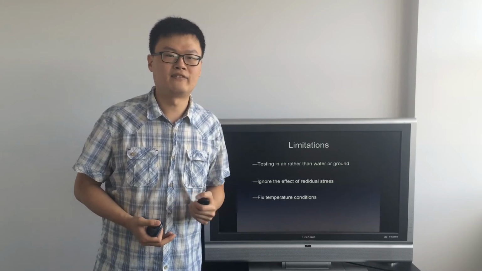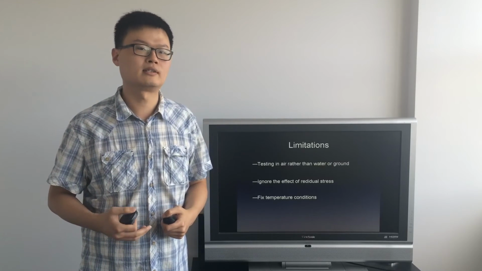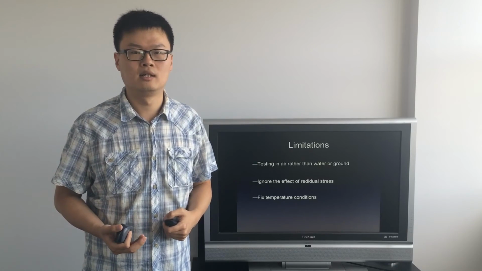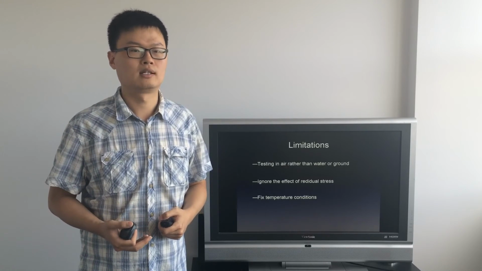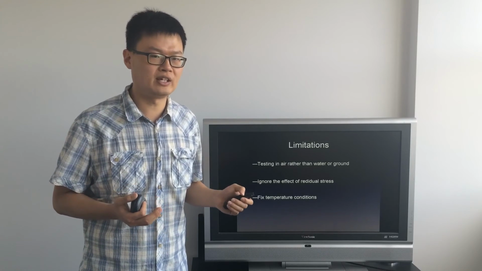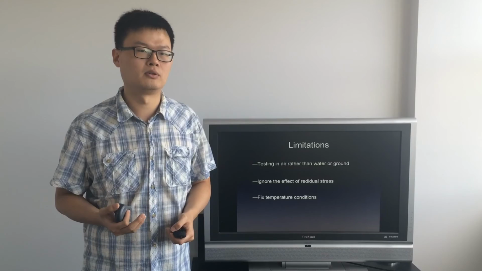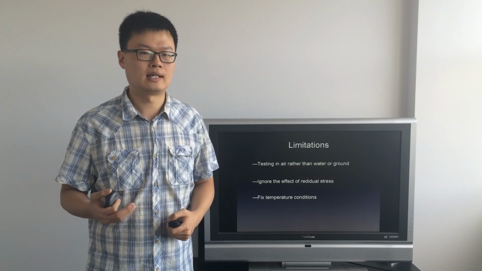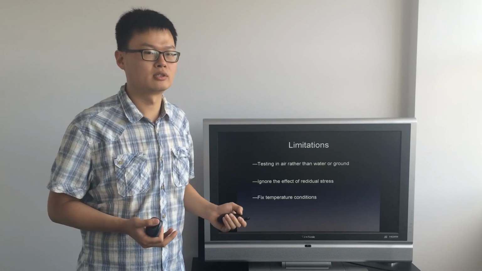Secondly, the effect of residual stress was not considered. The residual stress has effects on the acceptance criteria. Lastly, the temperature conditions are set as 3 fixed temperatures. The results would be more reliable if the tensile testing was carried out with changing temperature conditions.